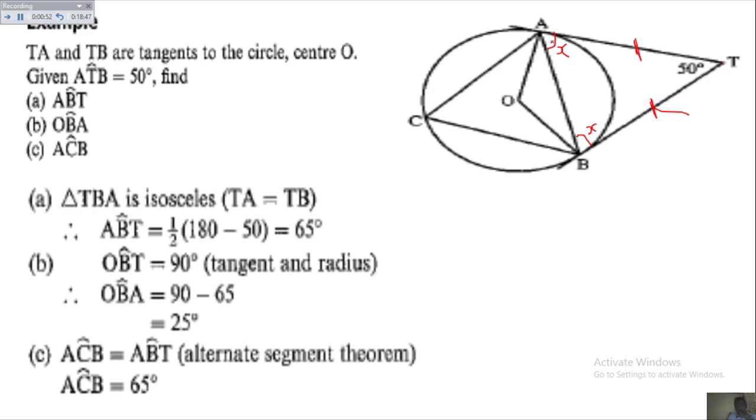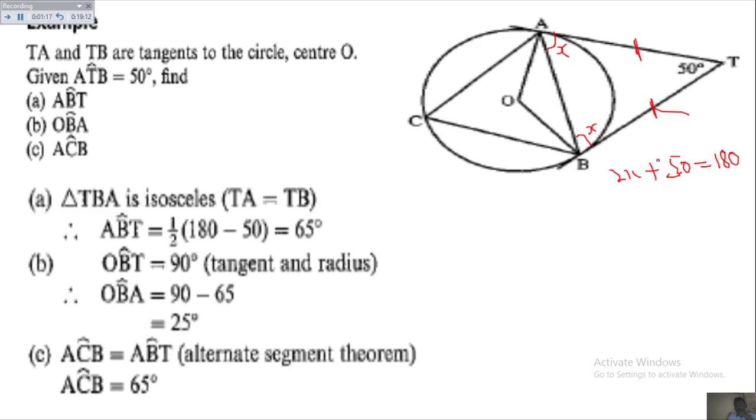Therefore, if I want to get this base angle, it will be easier for me. I will just say this one plus this one plus this one equals what? 180. And in that case, I will have 2x plus 50 equals 180.